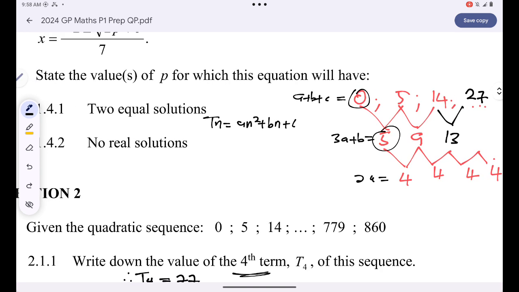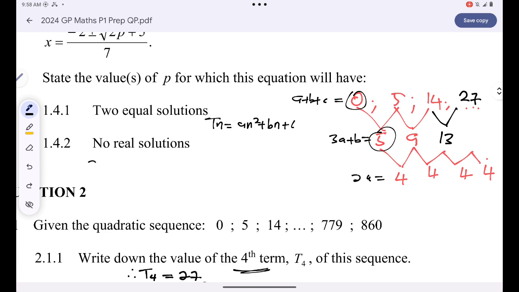Okay, now let's go and find those values. We know that 2a is equal to 4, and hence a is just equal to 2. Then for us to find b, we will use the fact that 3a plus b is just equal to 5. That's 3 multiplied by 2 plus b is equal to 5, and hence b is just equal to negative 1.